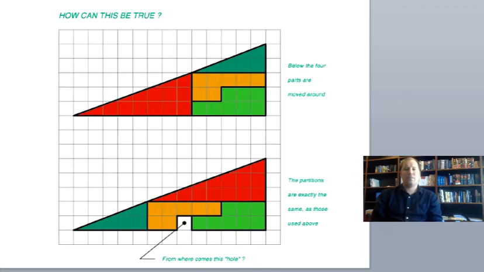Here's another one that's fun. Take a look at this one for a moment. Here's a triangle on top that has various block components of it. The grid lines behind it indicate the actual area of the triangle. There's 4 pieces, 1 red, 2 green, 1 yellow.